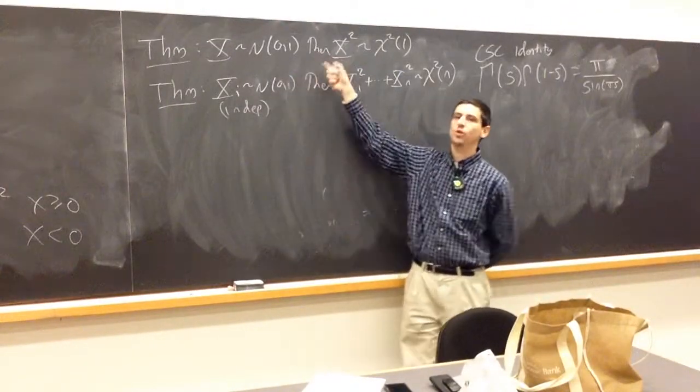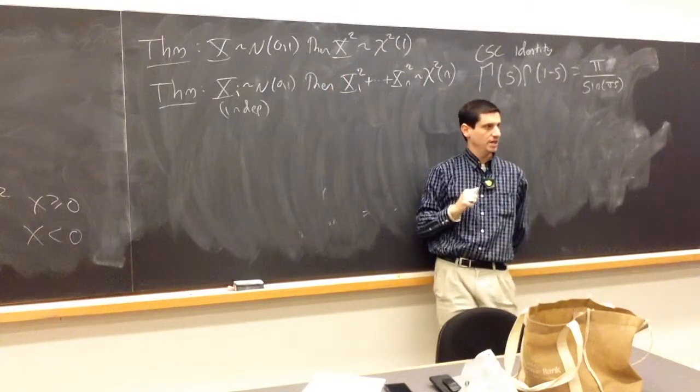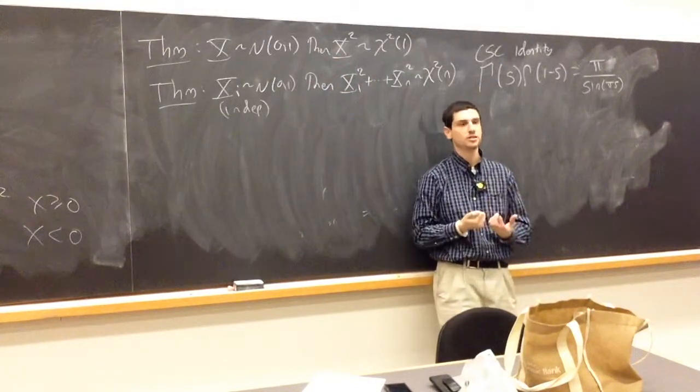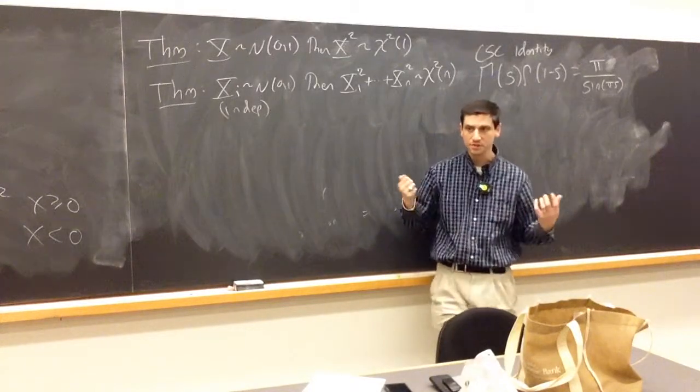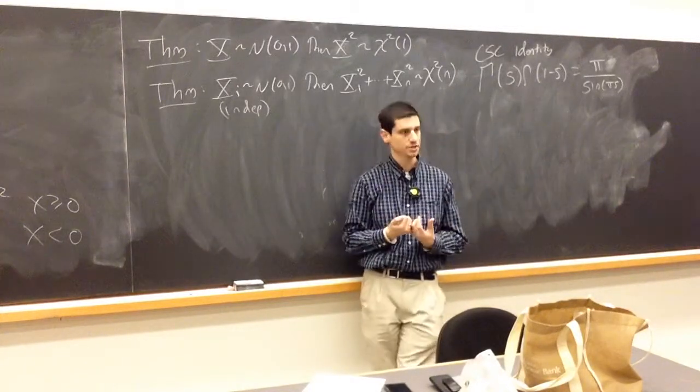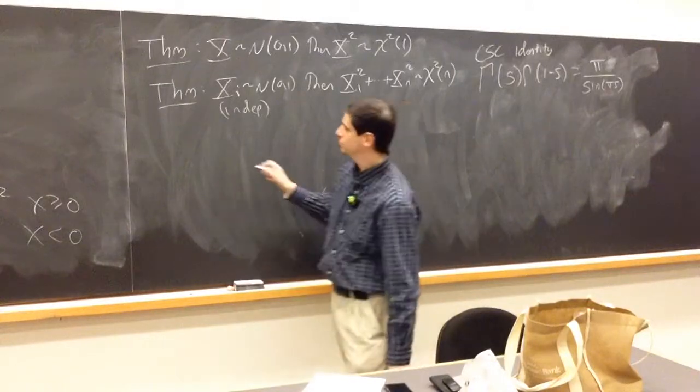This is beginning to tell you why we might care about things. If we have a bunch of independent normal random variables, the sum of their squares, and when we get to the method of least squares, we will be dealing with sums of squares. More is true.